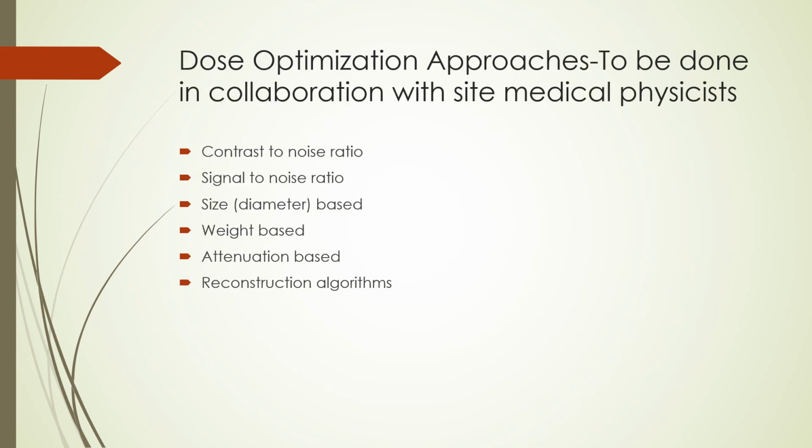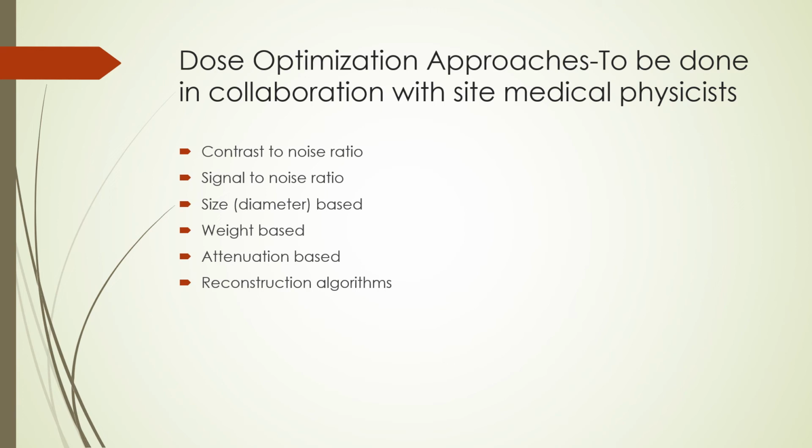Let's now learn about some dose optimization approaches used in CT. These dose optimization approaches can be based on enhancing either contrast to noise or signal to noise ratios. Adjustments can be made based on patient attenuation, which depends on patient weight or diameter.